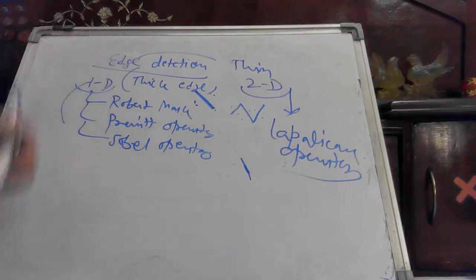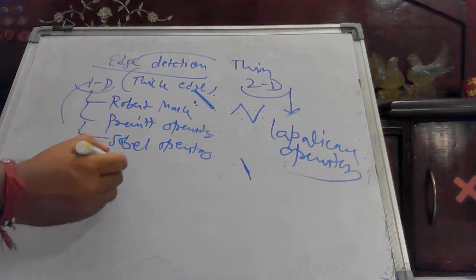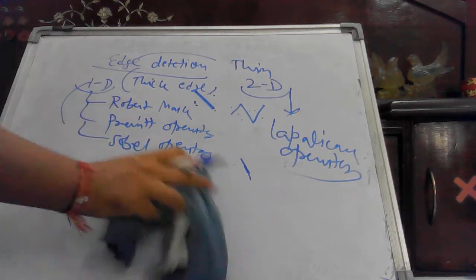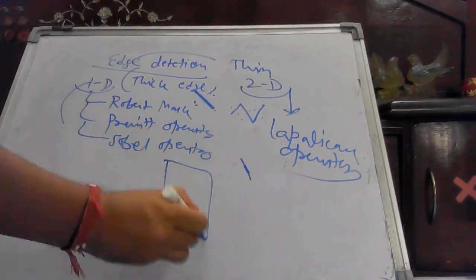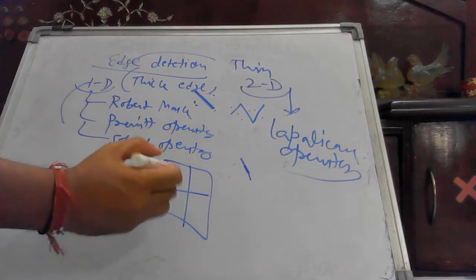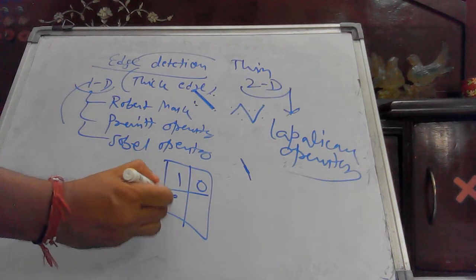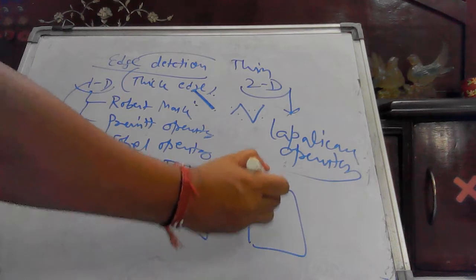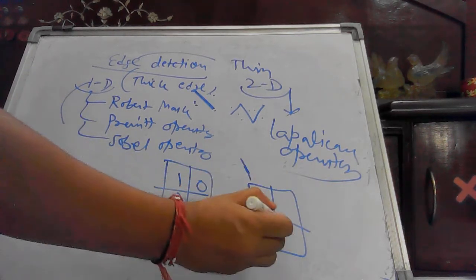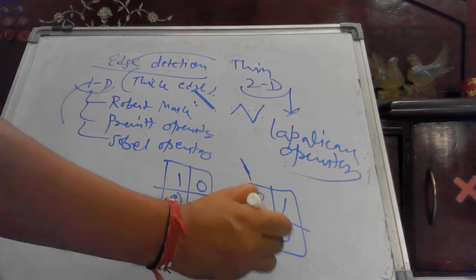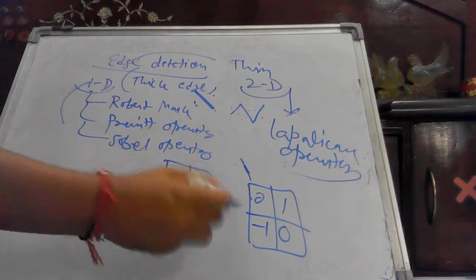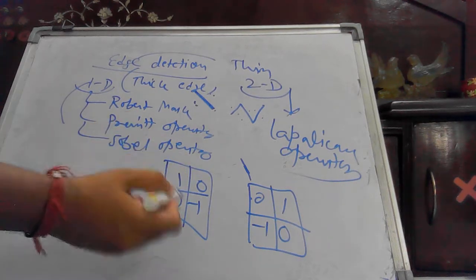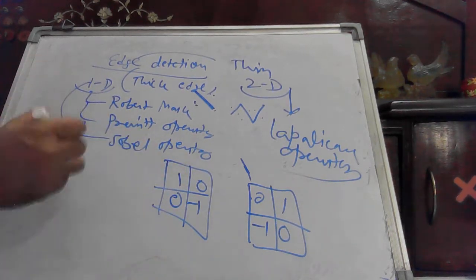Just to recall, what is the Roberts mask? The Roberts mask was a 2 by 2 mask. It was only a 2 by 2 mask, like this. It was 1 0, let's say here, and 0 minus 1. This is the normal Roberts mask. Or the second type you could have like this: 0 0 here, and 1 here and minus 1 here. But these were the 2 by 2 masks, and normally a 2 by 2 mask does not give a good result when you apply it over an image.